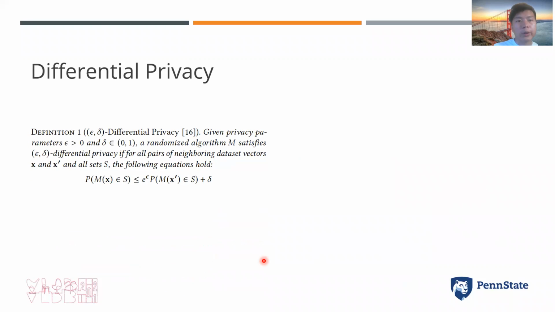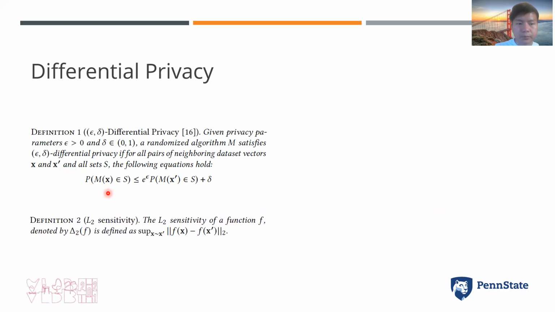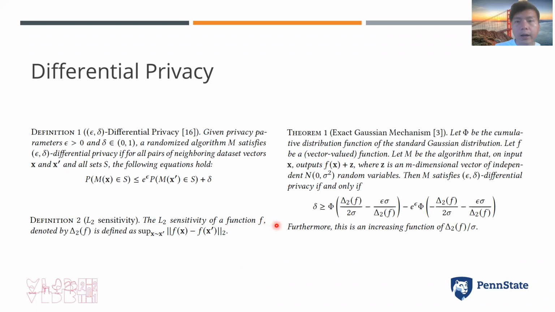In this paper, we're going to use epsilon-delta differential privacy. It says that the neighboring data set vectors x and x prime don't differ much on the output. We also use the L2 sensitivity, which measures the distance between two inputs. In this paper, we use the exact Gaussian mechanism, which adds an m-dimensional vector of independent Gaussian random variables to the input data. As long as delta is greater than this quantity, the mechanism will satisfy epsilon-delta differential privacy.